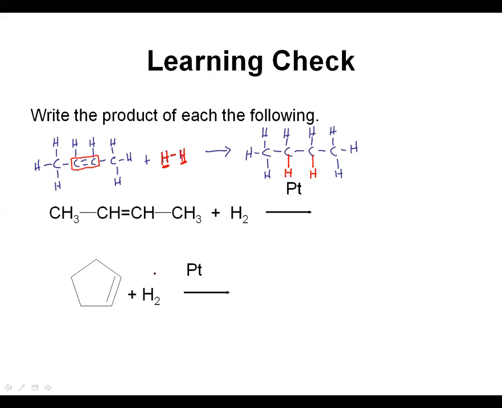Now, when we come down here, same deal. Again, this is a line structure. Remember, if you count the lines coming into our carbon, this carbon right here has a hydrogen there. This carbon right here also has a hydrogen. The rest of them have 2 hydrogens all the way around.